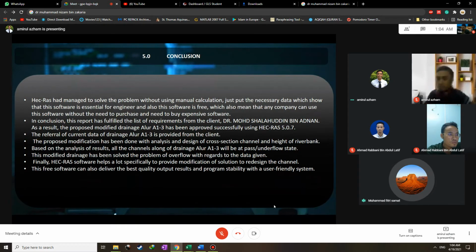Okay, in conclusion, HEC-RAS has managed to solve the problem without using manual calculation, which for us is an essential point that shows the benefit of this software. We just need to put in the necessary data. We show that this software is essential for engineers, and also, like I said, the software is free, which means any company can use it without the need to purchase and buy expensive software.